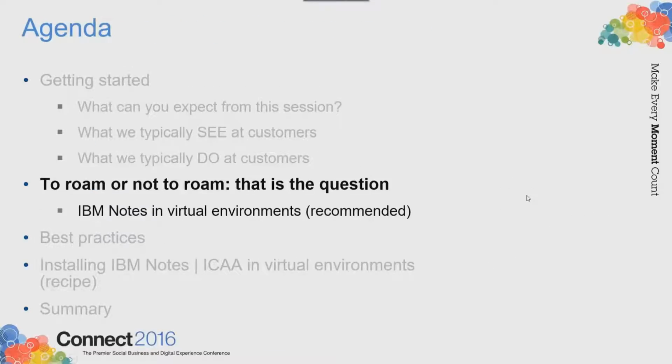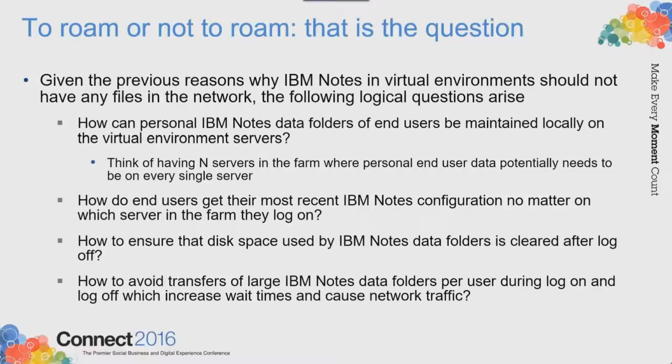So one of the next topics, we're ending up with saying all of this in basically every case, is asking the question: to roam or not to roam? Given these previous reasons we've just spoken about, you are facing the following challenges, or at least you will have to follow the following logical questions. How can you have these IBM Notes data folders being maintained locally on all of these servers? When you think about it, every customer has a couple of hundred users, maybe even 1,000 users, and these data folders per user cannot simply be kept on every single server in the farm.